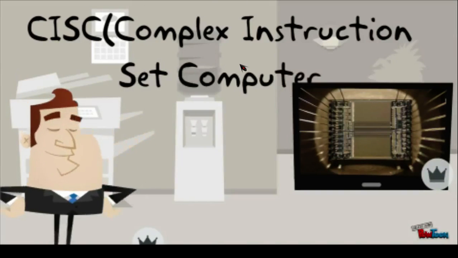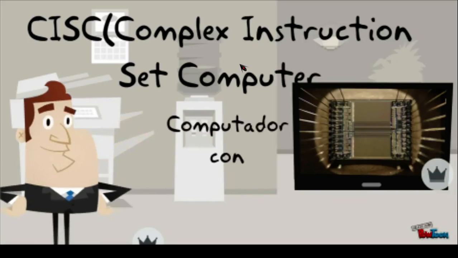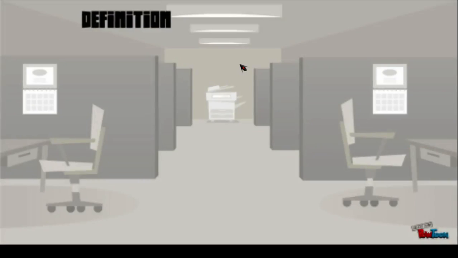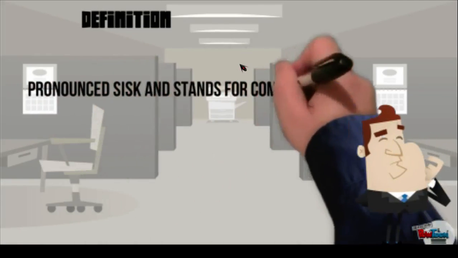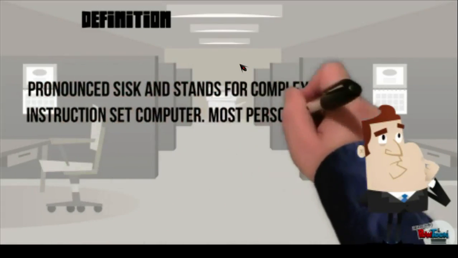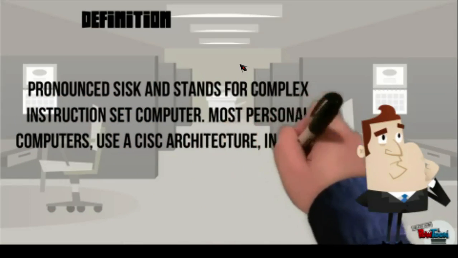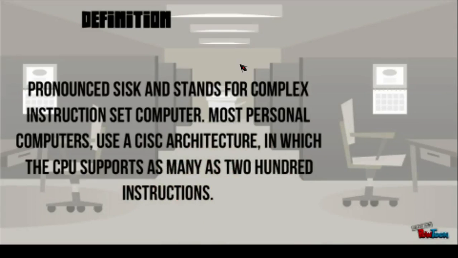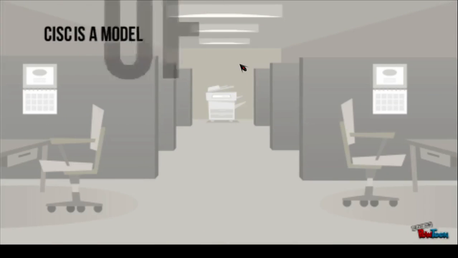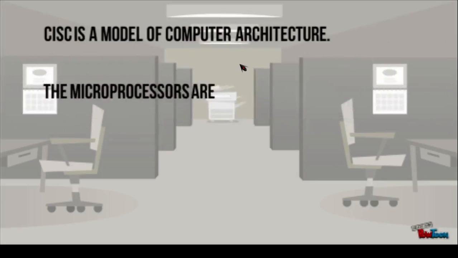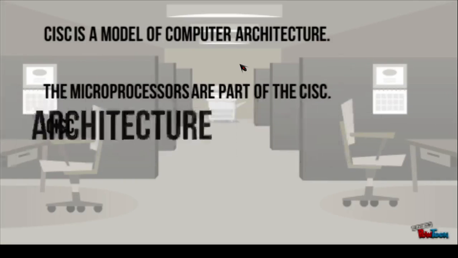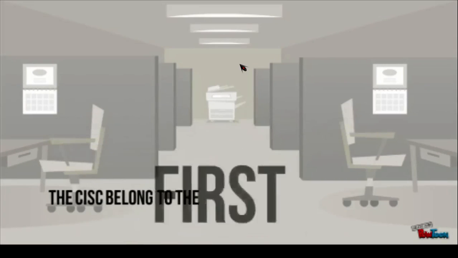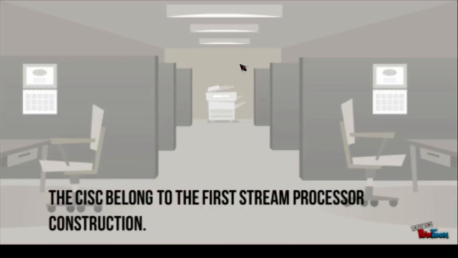CISC, complex instruction set computer. CISC stands for complex instruction set computer. Most personal computers use a CISC architecture in which the CPU supports as many as 200 instructions. CISC is a model of computer architecture. The microprocessors are part of CISC. The CISC belongs to the first stream of processor construction.